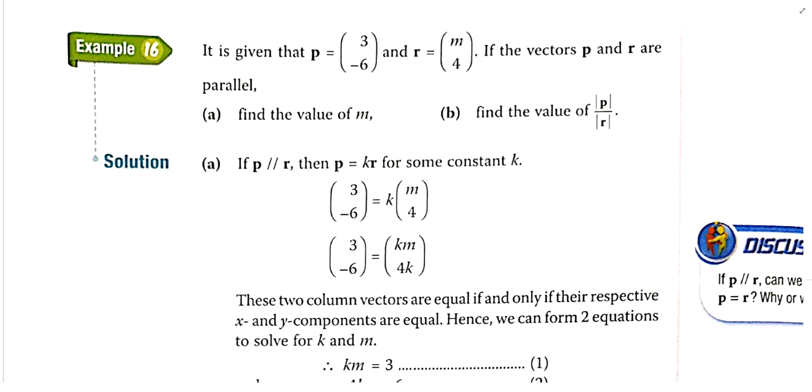Now we have two vectors over here, P and R. P is well defined. I know it is 3 units to the right, 6 units downwards. R will be m units. M can be a positive or a negative number, so I don't know whether I'm moving right or moving left, but R will require me to move upwards 4 units. Can you understand that from the question, first line?